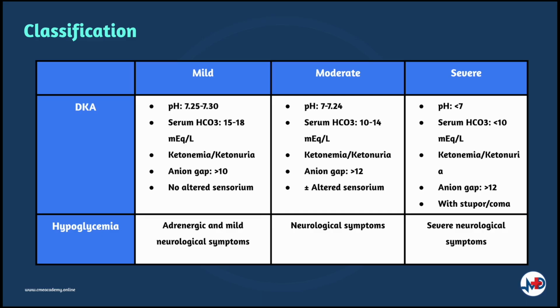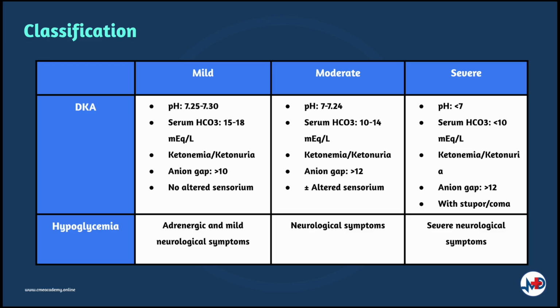Here, let's take a look at how we can classify hypoglycemia and DKA. Both hypoglycemia and DKA can be classified into mild, moderate, and severe forms. In mild hypoglycemia, you will see adrenergic and mild neurological symptoms that can be prevented by oral glucose intake. In moderate hypoglycemia, you will also see the presence of neurological symptoms that may prevent the patient from taking oral glucose, requiring help from an observer instead. In severe hypoglycemia, as the name suggests, there will be presence of severe neurological symptoms, and most of the patients will need glucagon and intravenous dextrose.